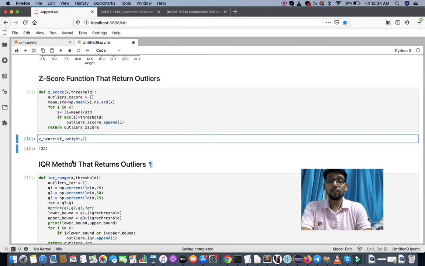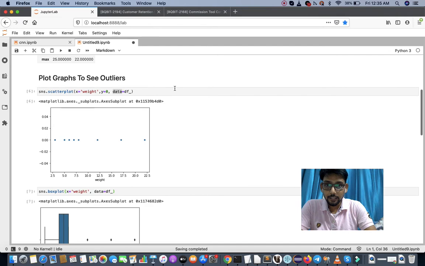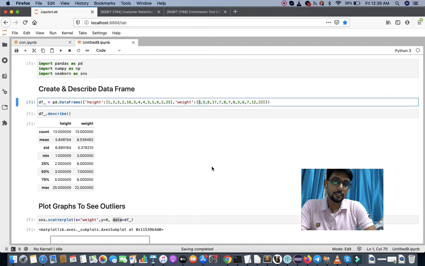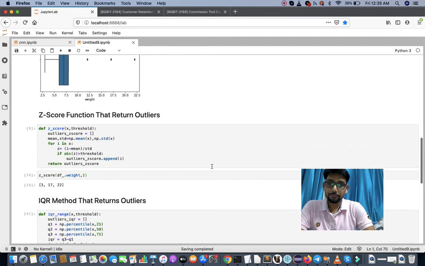And let's see on standard deviation 1. 3, 7, 17, 22. Okay, saying that 3 shouldn't be an outlier in this case. Let's see the data frame, 356. Okay, it's saying that 3 is... let's see the standard deviation z-score value.